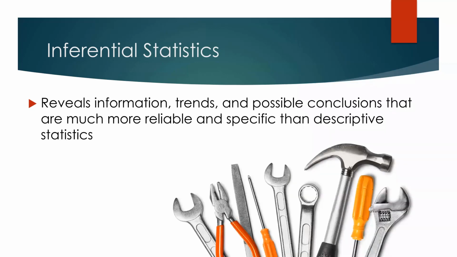So unlike descriptive statistics, inferential statistics can reveal information and help us make possible conclusions that are more reliable and specific than just descriptive stats. So now going back to my tool example, the rulers just describe the piece of wood, how long it is, how heavy it is, right? Where I perhaps need to cut it and things like that.